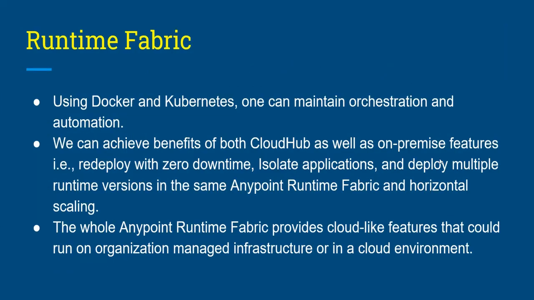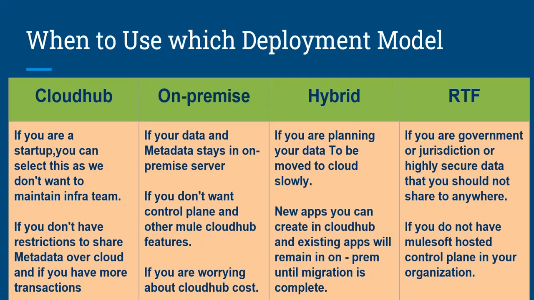So that is the brief about three different models. Let's see more comparisons, like which deployment model you can choose. Based on your client requirements and organization requirements, you can select the deployment model. And you also need to keep cost in mind, because Cloudhub is a more costly one compared to all the on-premise and hybrid runtime fabric deployments. We have seen that. Okay, right?